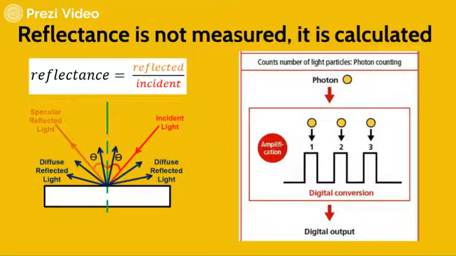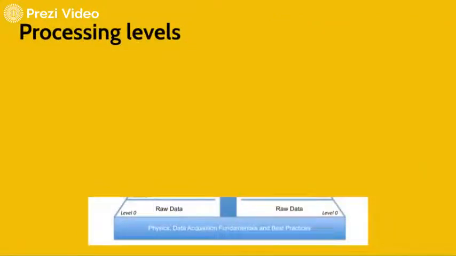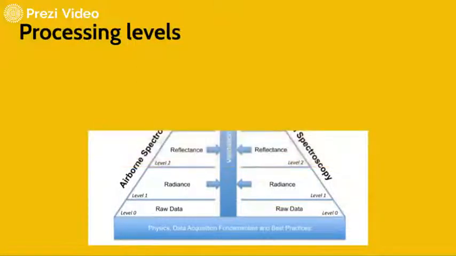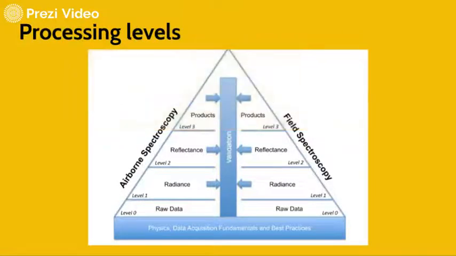We measure the light by counting photons and converting it to digital numbers. This is level 0 or raw data. A conversion and correction has to be applied to convert it into radiance, and only then can reflectance be produced, after which the products.